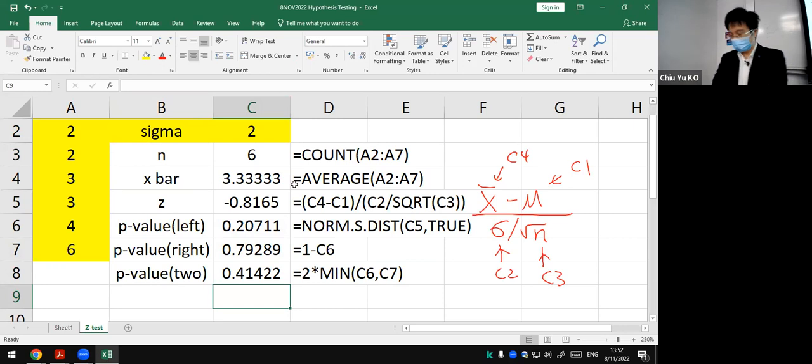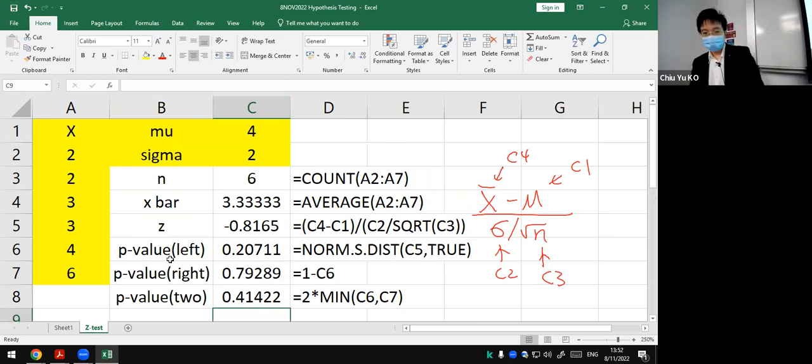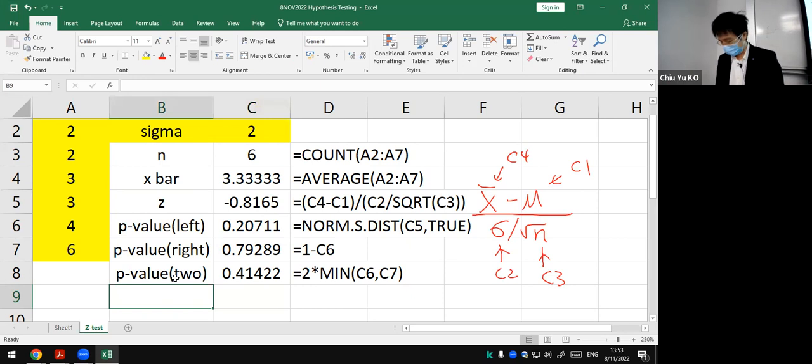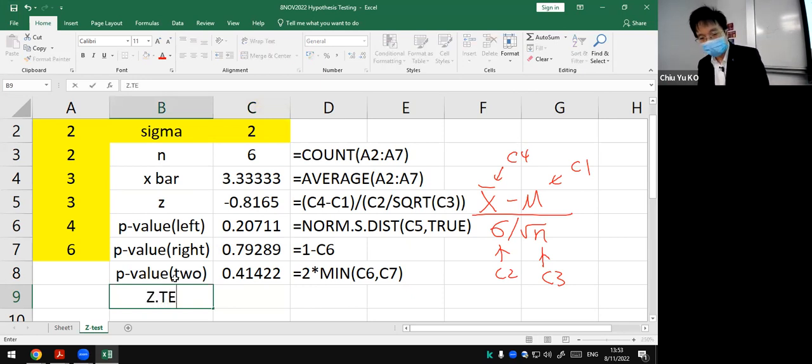So this is how you would do the Z-test if you are given data and given sigma. Is that clear? This is exactly what you will be doing. Everything is in the slide already, but I just do it quickly. I also have used the Z.TEST.